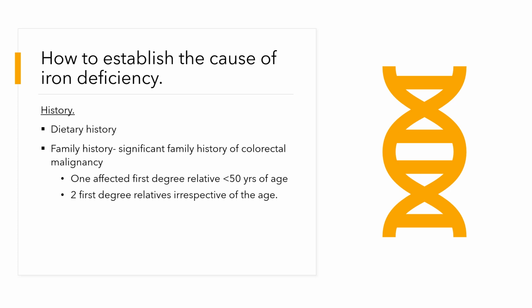So how do you establish the cause of iron deficiency? You have to take a proper dietary history, because sometimes people who are taking a vegetarian diet may not take adequate iron in their food. Another thing is family history. You have to take a proper history about the possibility of colorectal malignancy. What is the significant family history of colorectal malignancy? If there is one affected first degree relative less than 50 years of age, or two first degree relatives irrespective of the age.